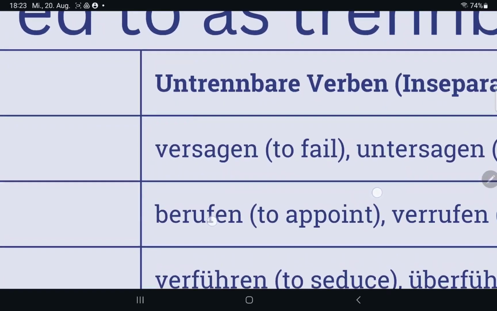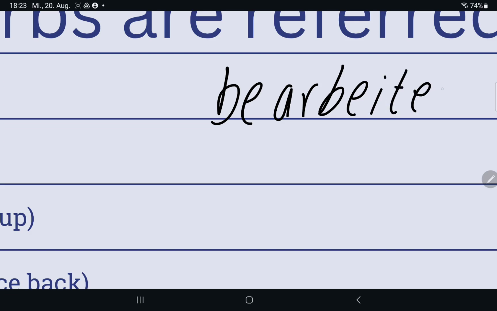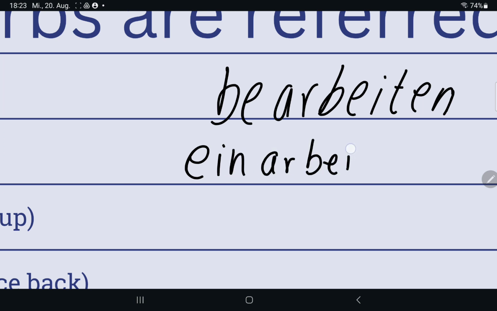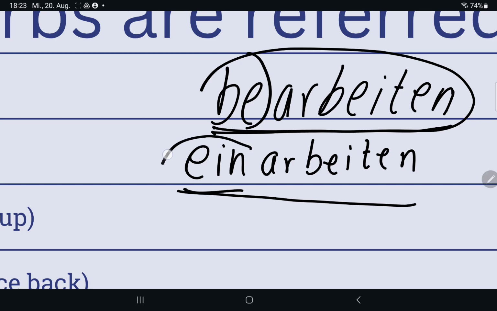So that's what you have to do. One more thing: if a German reads these two verbs, bearbeiten and einarbeiten, he will read them like this: EINarbeiten, bearbeiten. You notice I'm not emphasizing the be, but I'm emphasizing ein. A German will not read it like this: BEarbeiten, einARbeiten. And that's how you can identify whether a verb is separable or not, just by hearing it.